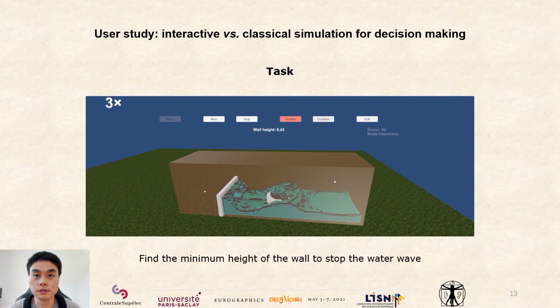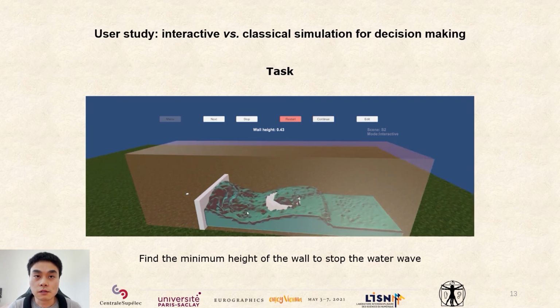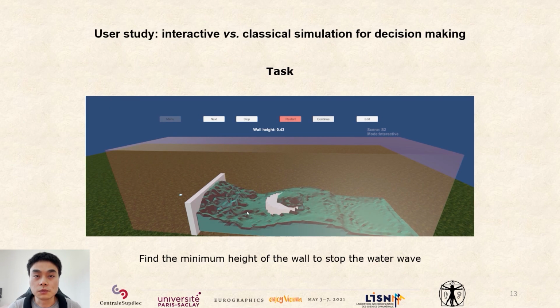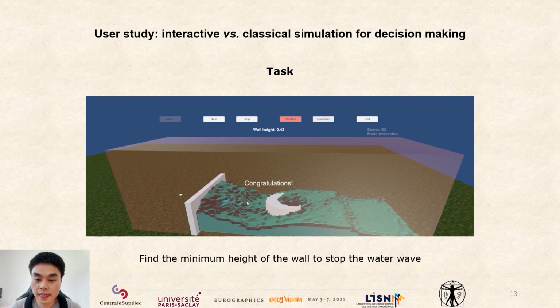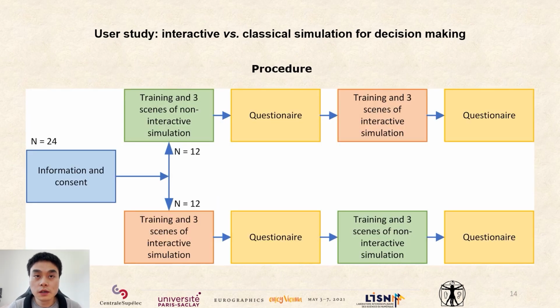As you can see in this video, the task for the user is to find the minimum height of the wall to stop the water wave. During the experiment, we had 24 participants in total. They were divided into two groups. One group started from the interactive simulation and the other group started from the classical simulation to avoid a learning effect. Each session has 3 scenes, and it was followed by the NASA TLX questionnaire.